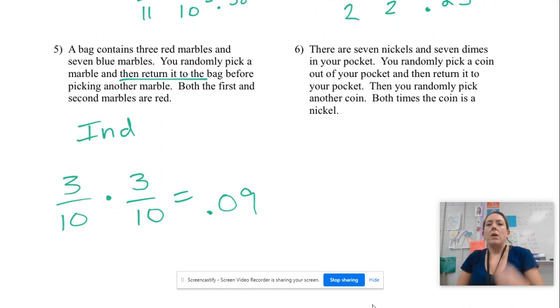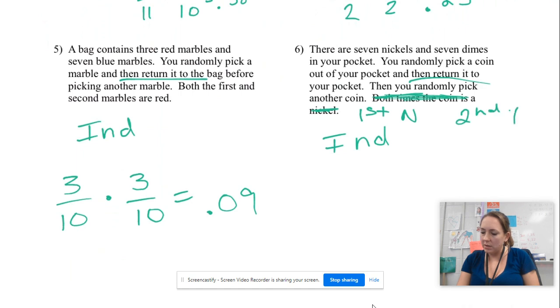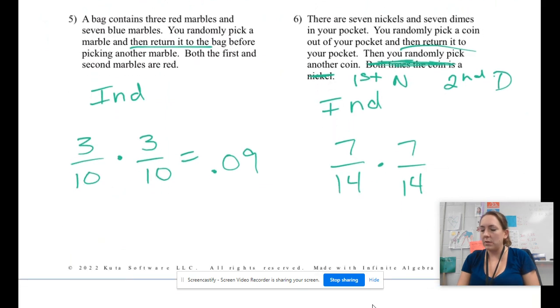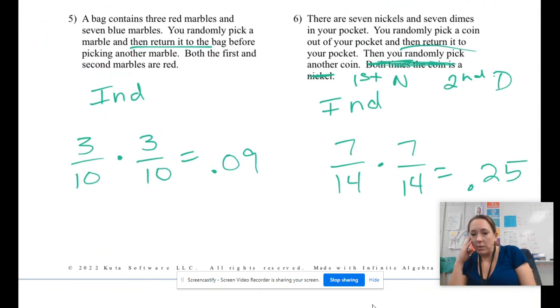Anyway, okay. So there's 7 nickels and 7 dimes in your pocket. You randomly pick a coin out of your pocket and then return it to your pocket. So again, this is independent. We're going to say that the first is a nickel and the second is a dime. The probability that you get a nickel first is 7 out of 14, and the probability that you get a dime second is also 7 out of 14. I wish I'd done an example that was different, but I didn't. So if you multiply, you get 0.25.